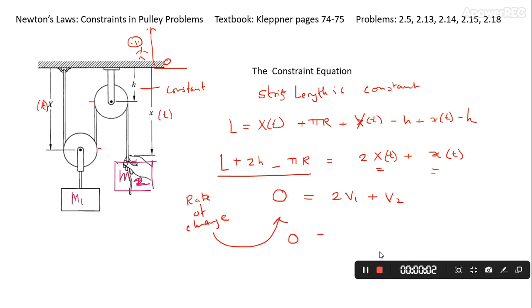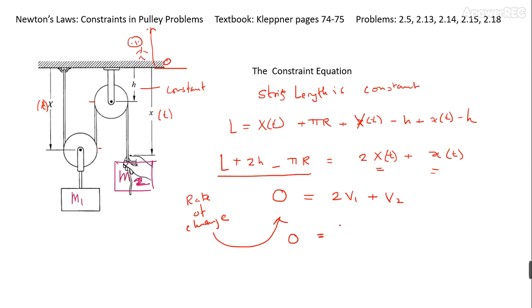Right. The rate of change of the constant 0 is 0, and the rate of change of v1 is a1, the rate of change of v2 is a2, and this is the constraint or the equation that relates the two velocities. And finally we have a2 is equal to minus 2a1, and this matches with our guess.